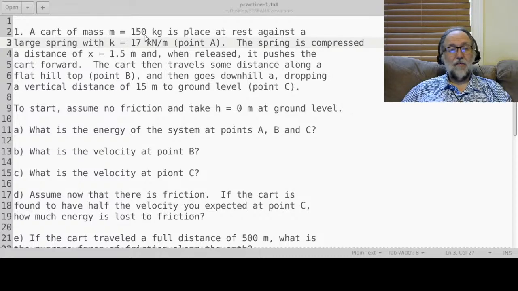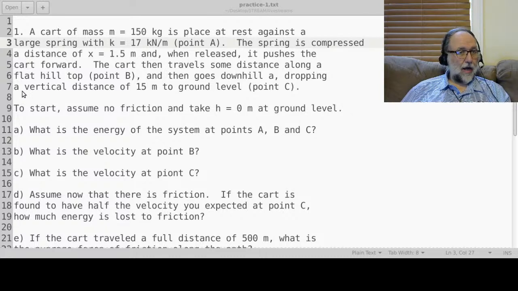So a cart of mass 150 kilograms is placed at rest against a large spring with a spring constant of 17 kilonewtons per meter, and the spring is compressed a distance of 1.5 meters and then released. I think you can picture what's going to happen. The spring is going to push the cart forward, and then the cart travels along a flat hilltop a distance of some distance, and then it's going to go downhill, dropping a vertical distance of 50 meters to ground level. I label some of the points here.